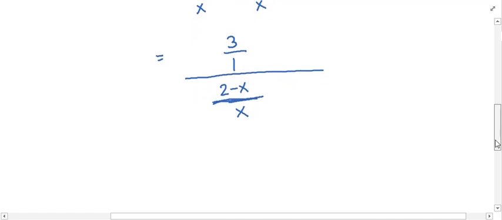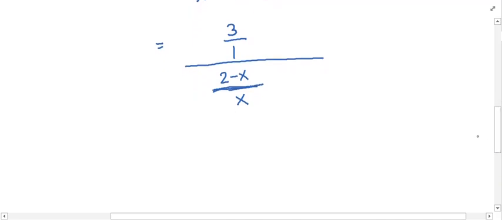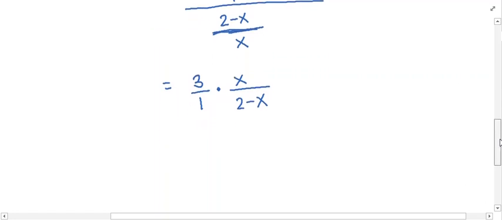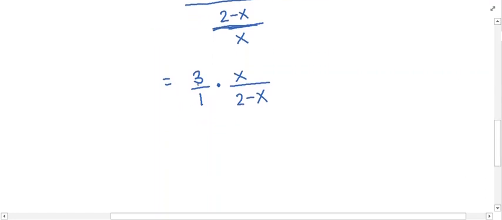So at this point, we have one fraction divided by another fraction. So you've got to remember how to divide fractions. You leave the top one alone, you change division to multiplication, and you flip the bottom fraction. So 2 minus x over x will change to x over 2 minus x. Okay, we're almost there. All right, at this point, we are multiplying fractions.